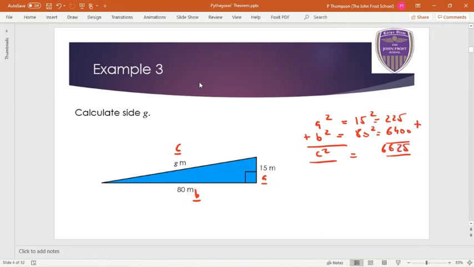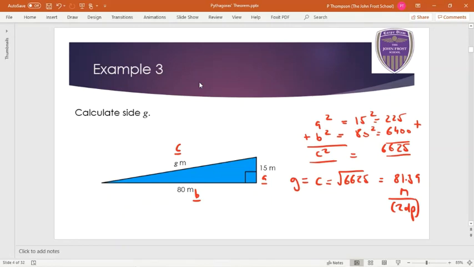And this time round, you'd have to use the calculator because 6,625 is not a square number. So put this in the calculator, root of 6,625, and you get 81.39. Sorry, let me just double check. Root 6,625, you get 81.39 meters to 2 decimal places. And this wasn't called c, was it? It was called g. I think that's a very easy topic there.